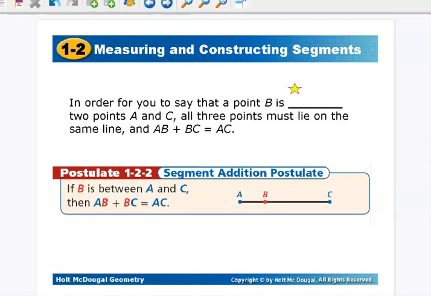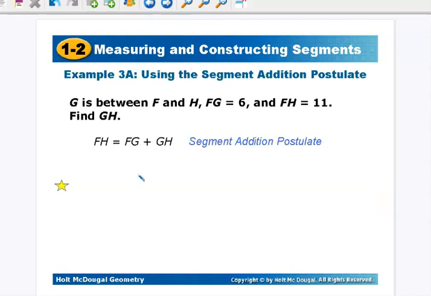Next part of this lesson, in constructing and measuring segments, we have another vocabulary word to start with. It says, in order for you to say that a point B is between 2 points A and C, all 3 points have to be on the same line. That is stated in postulate 1-2-2, segment addition postulate. Let's take a look at that. That is in your notes. We're going to use that coming up here.